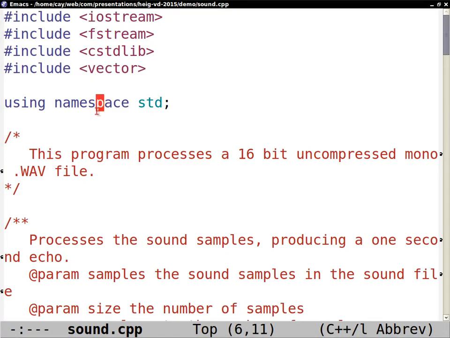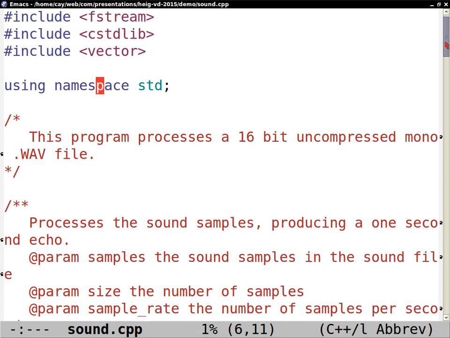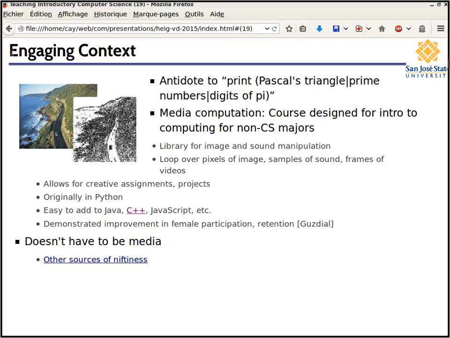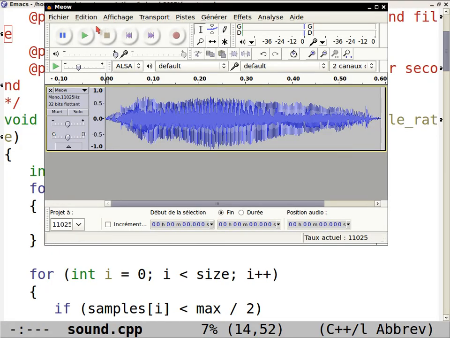They did it in Java, but you don't have to do it in Java. You can do it in C++. Here I'm doing it in C++. So here I'm doing it with sound. And so I'm writing a program that takes a sound wave, which I'm about to play to you.